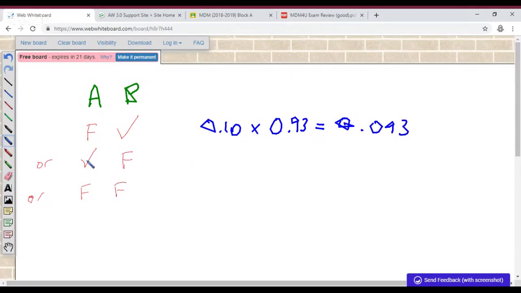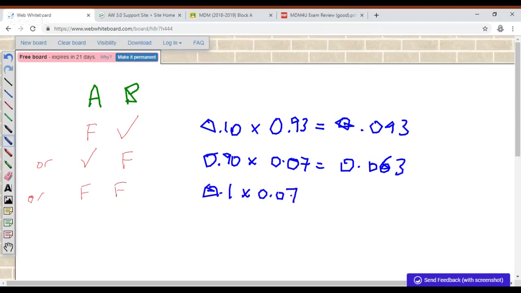This situation where I want the first one to work, there's a 90% chance of the first one working and a 7% chance of the second one failing. So 0.9 times 0.07 is 0.063. And then if both of them fail, that's 0.1 times 0.07, which is 0.007. Add them all together, and you get the answer.